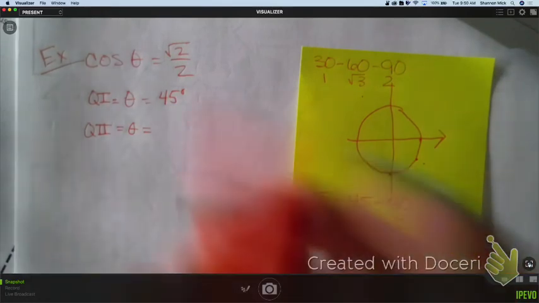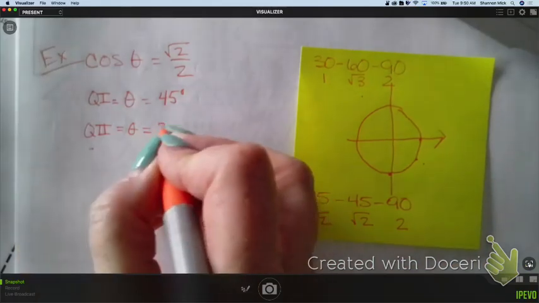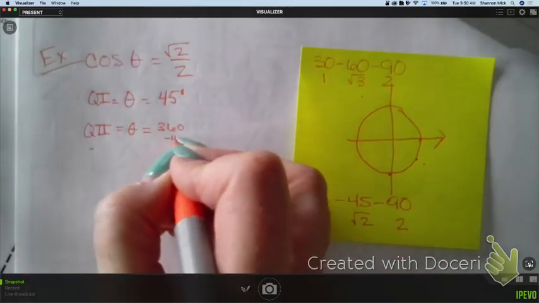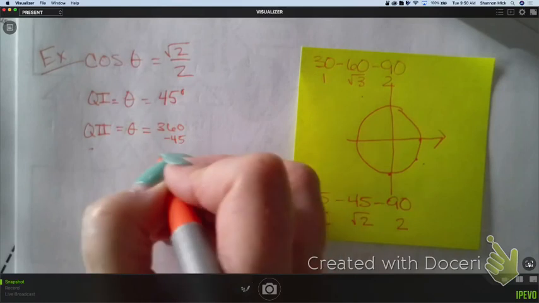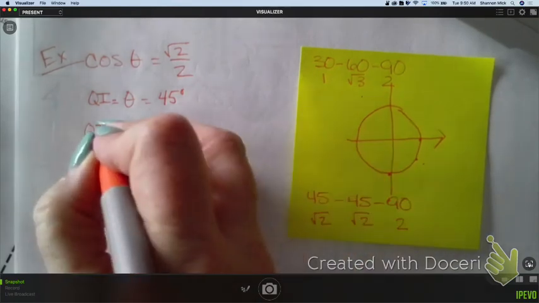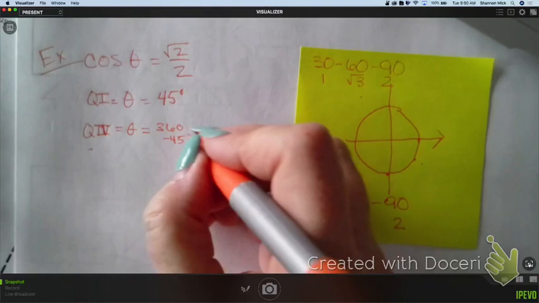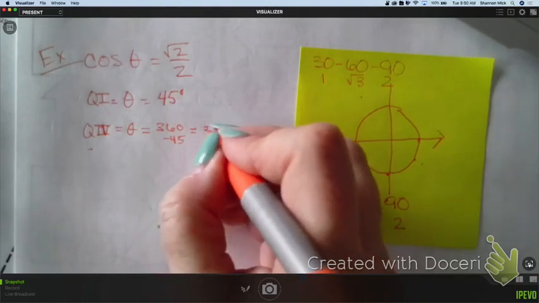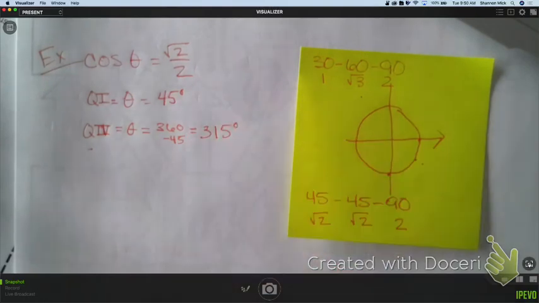360 minus 45, right? 315. So how many positive answers will there be for every one of these? 2. How many negative answers will there be for every one of them? 2.